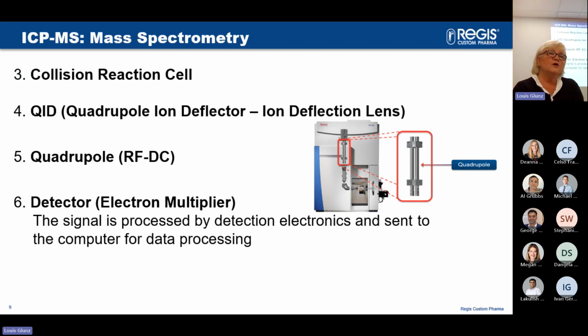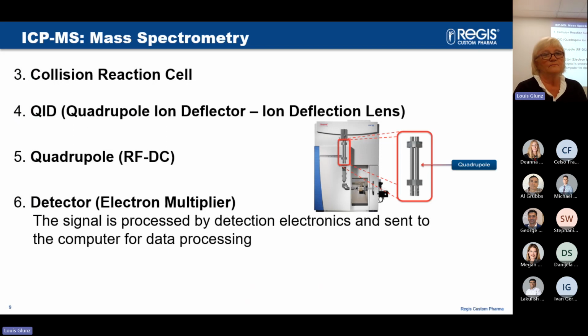The collision cell can also be hooked up to reaction gases. Those gases are oxygen, hydrogen gas, nitric gas, and some other gases. This is a more complex way of eliminating the impurity in an ICP-MS sample. We have to know more about the sample, how this reaction gas will react with those impurities. So we may have to know the impurities that might be present in order to eliminate them.